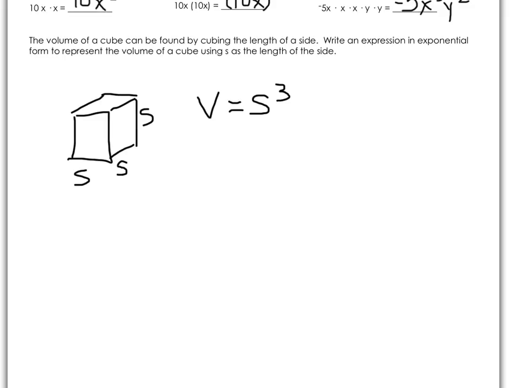So that's it. V equals s cubed. S is the length of the side, and if you raise it to the 3rd power, you will have the volume of the cube. That's all for this section.